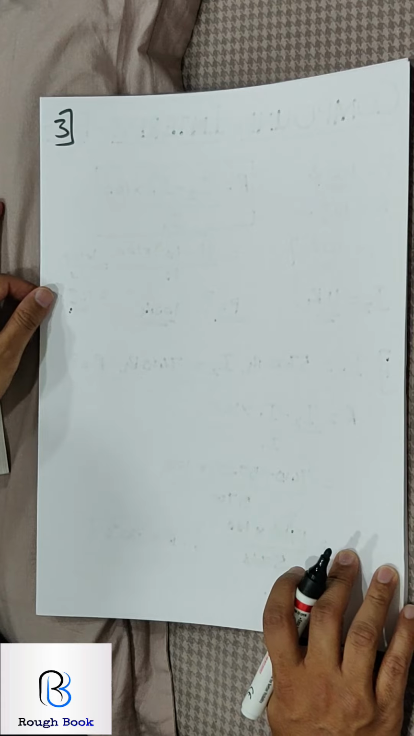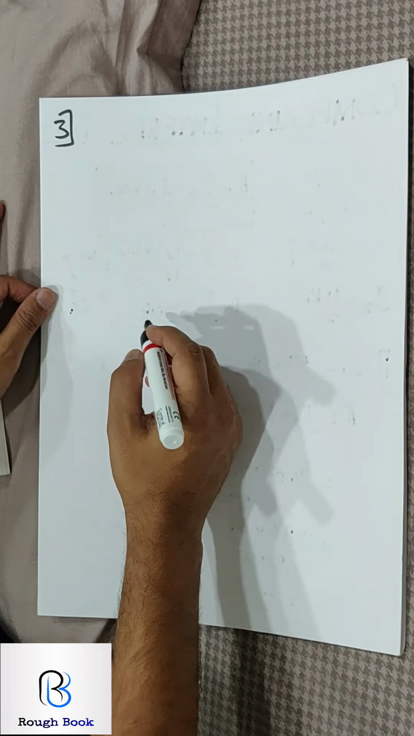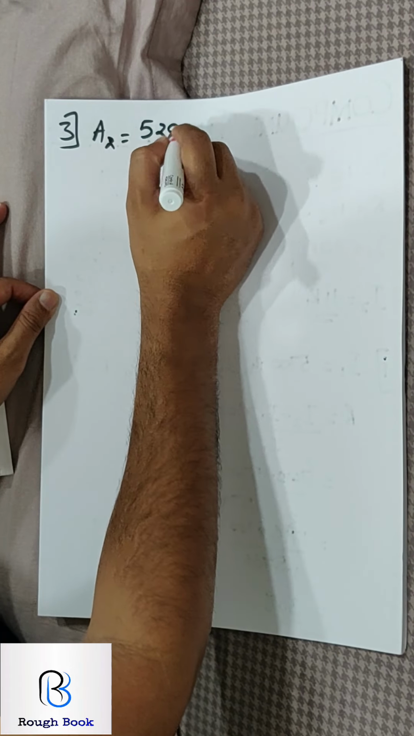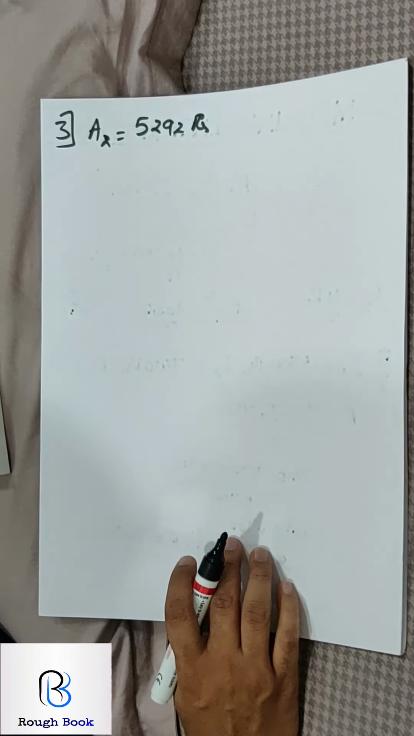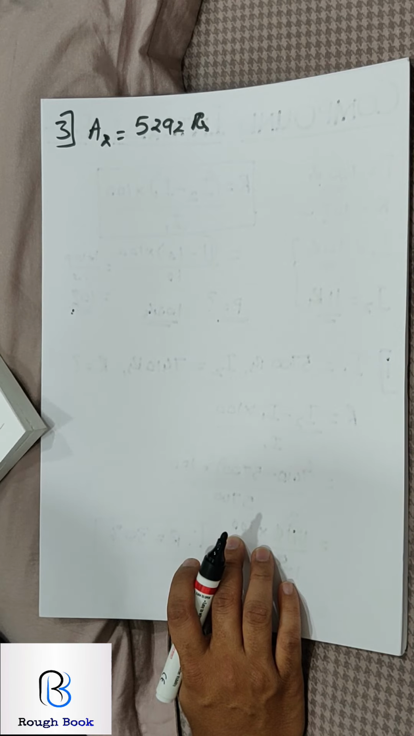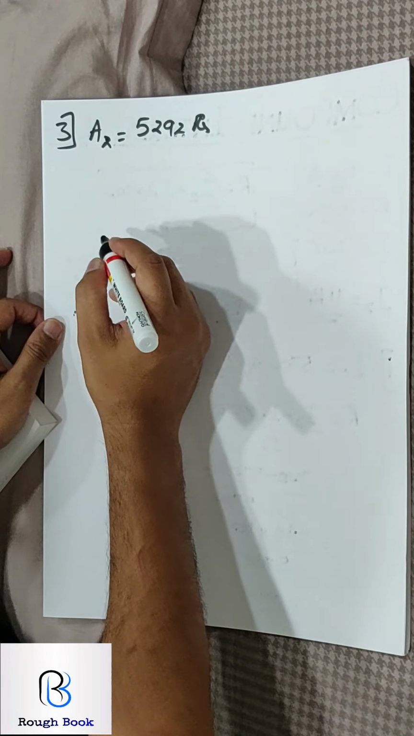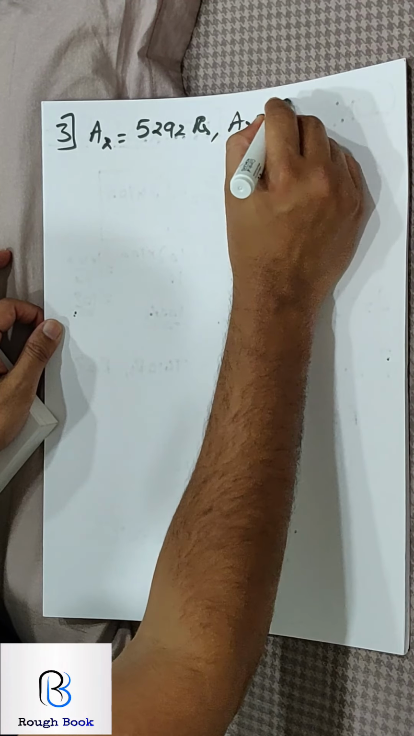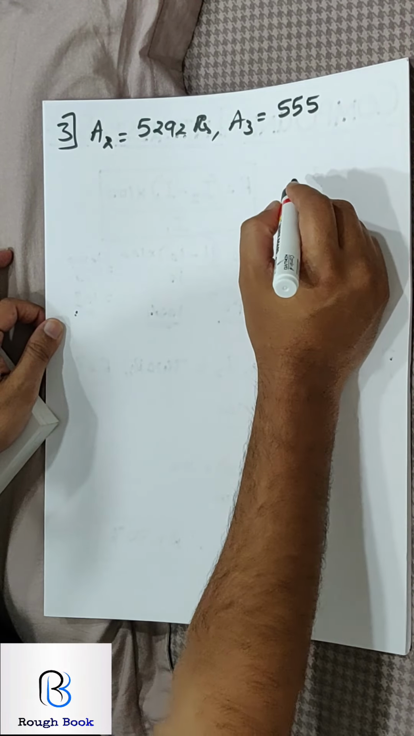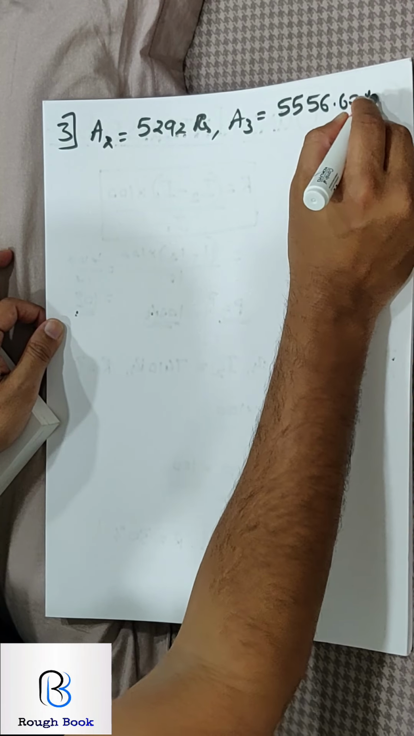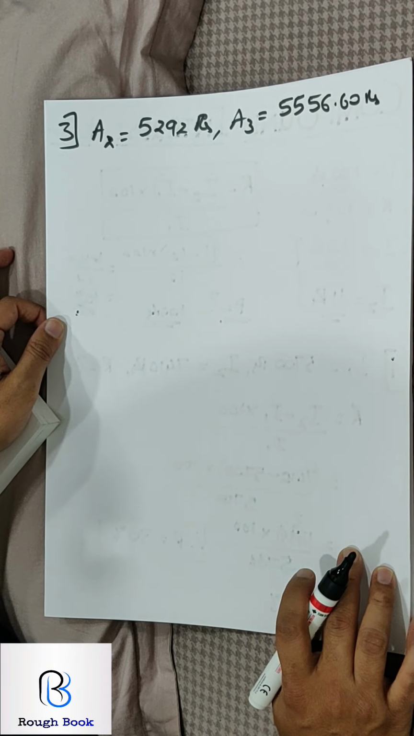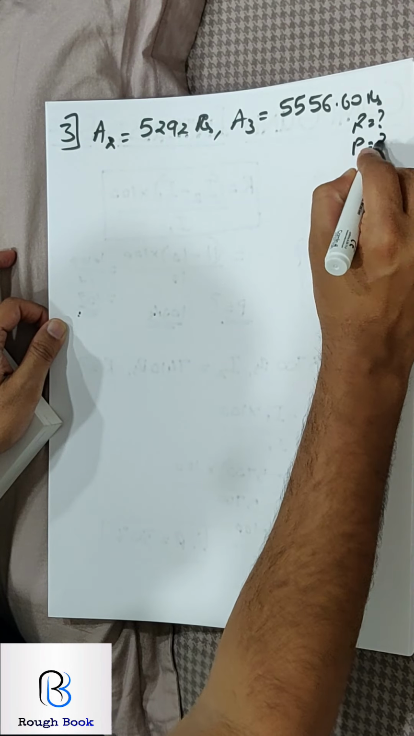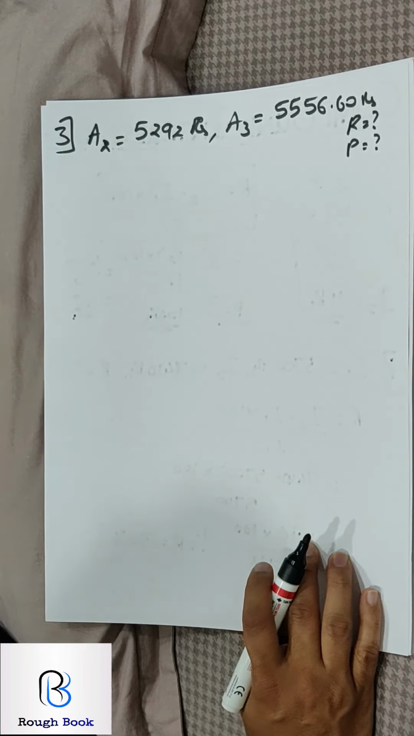A certain sum amounts to rupees 5292 in 2 years. So that is A2 given to you. 5292 rupees is the amount in 2 years, and 5556.60 in 3 years. So that is A3, 5556.60 in 3 years. Then calculate the rate and original sum. So R and P both have been asked, which we already know how to work out.